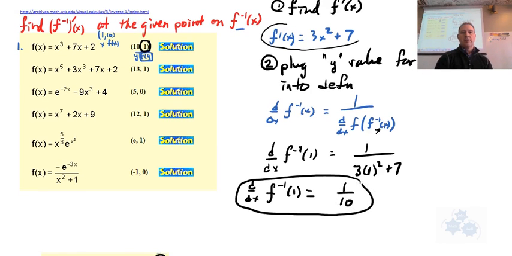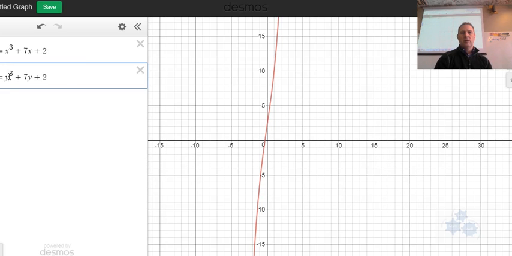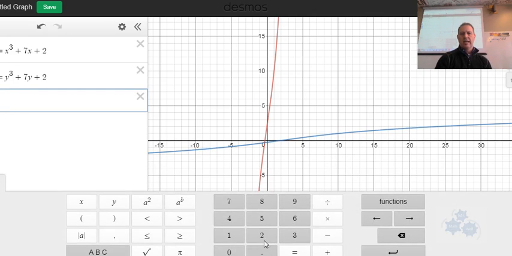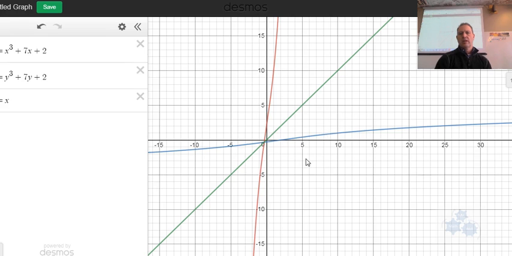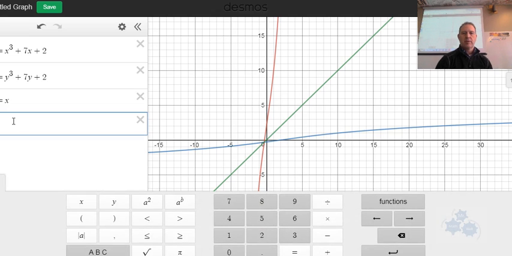So if we're checking the reasonability of this, what we'd want to do is create the inverse graph. So I just reversed x and y and came up with this graph. Does that look like it's a reflection of y equals x? Sure does. It's a complete reflection. So at the point (10, 1), it looks like we would have a tangent line that has a slope that's pretty close to 1 over 10.